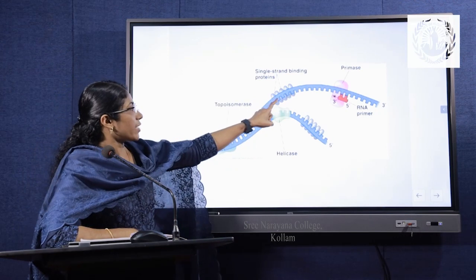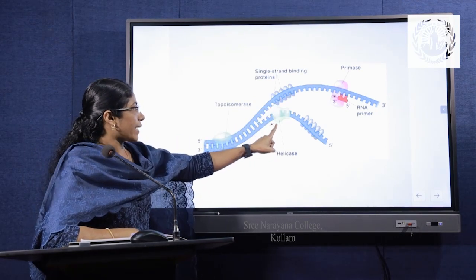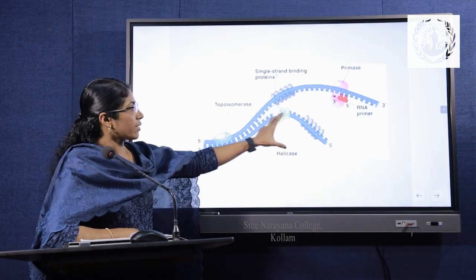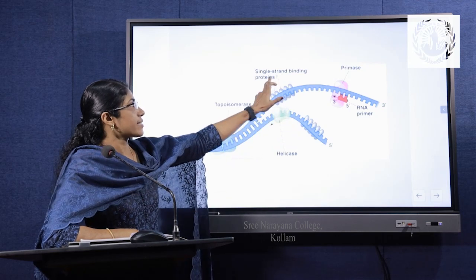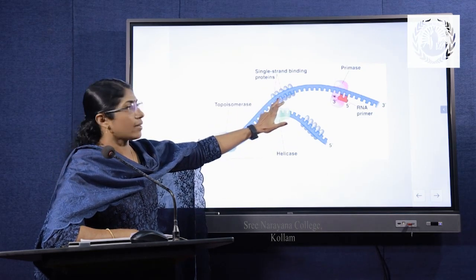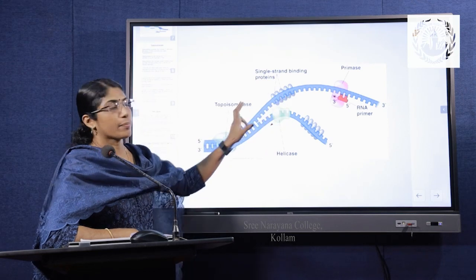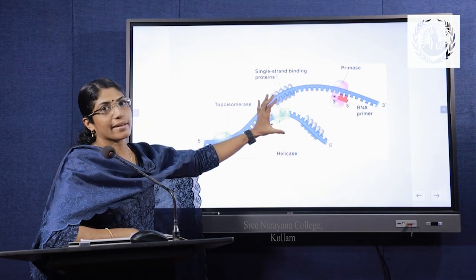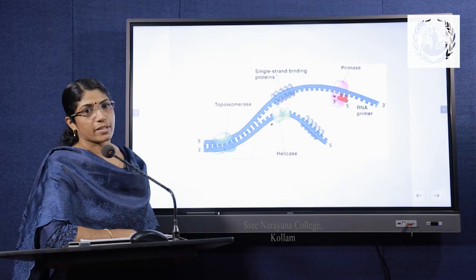These are single strand binding proteins. By the action of helicase, double stranded DNA is unwound, and on this single stranded DNA, single strand binding proteins assemble, and these single strand binding proteins prevent the re-annealing, the rejoining of the separated strands.